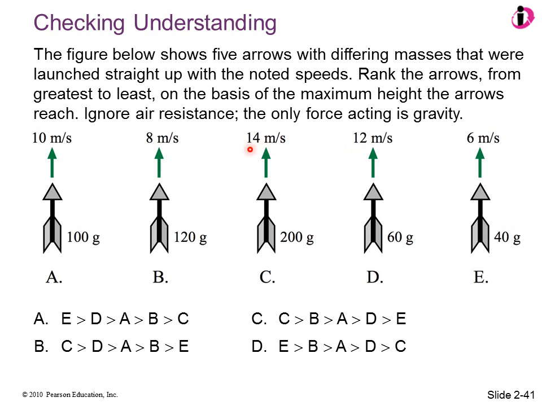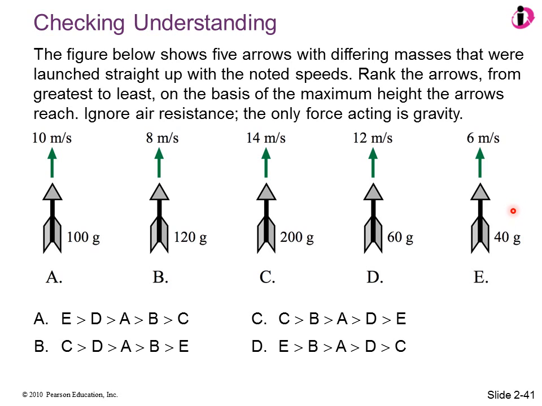This is a great question too, because students kind of fall into a trap of looking at the masses of the arrows and then getting tricked. But you're not going to get tricked on this one. So here we go. The figure below shows 5 arrows with differing masses. They're launched straight up with the noted speeds listed up top. Rank the arrows from greatest to least on the basis of the maximum height the arrows reach. We're going to ignore air resistance, and the only force acting on these arrows is gravity.